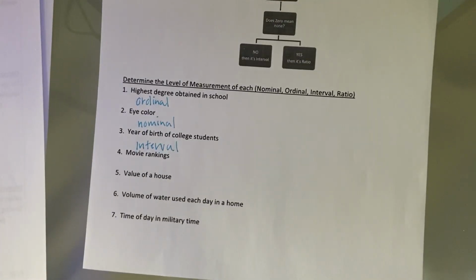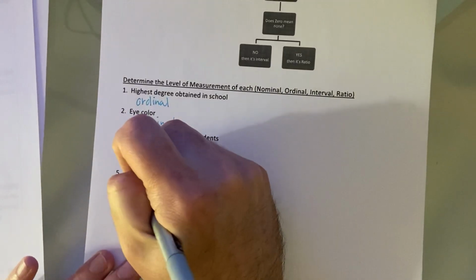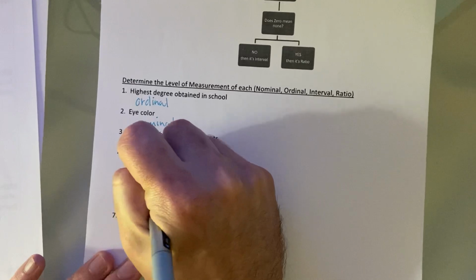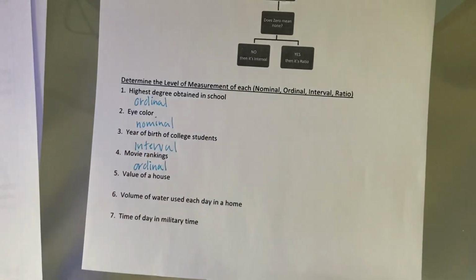Movie rankings. Can they be ordered? Yes. Are they evenly spaced? You're like, well, 1, 2, and 3, and 4, those are all evenly spaced. But can you have 2 movies that you liked almost equally for first and second, and then it's a big drop-off? Yes. So it doesn't mean the rankings make them even. So I would argue that this is ordinal because they're not really evenly spaced.